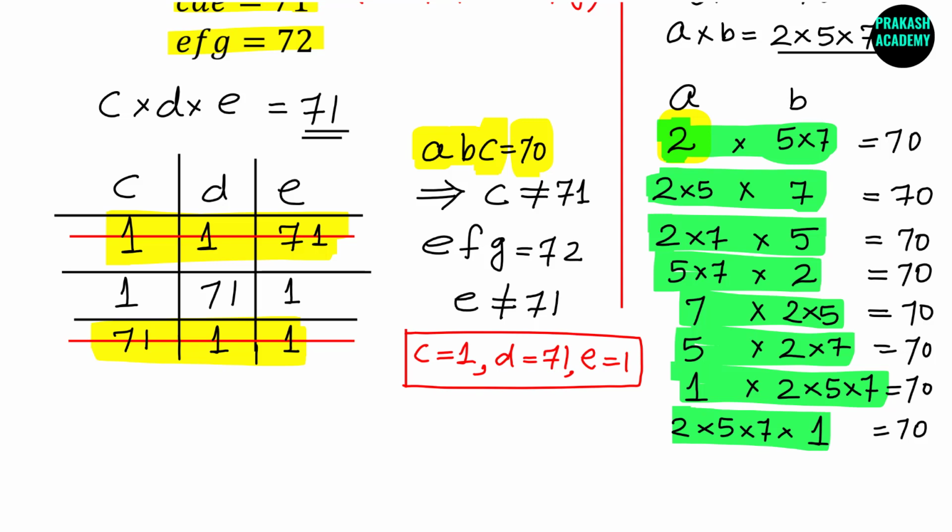So how many total solutions do I have? If you count, this is 3 and this is 3, 6 plus 2. So in this case you will have 8 solutions. So 8 possible solutions we will have.